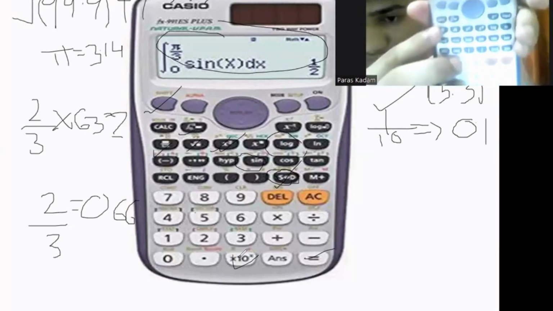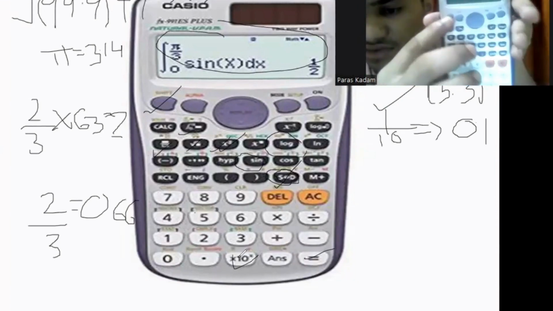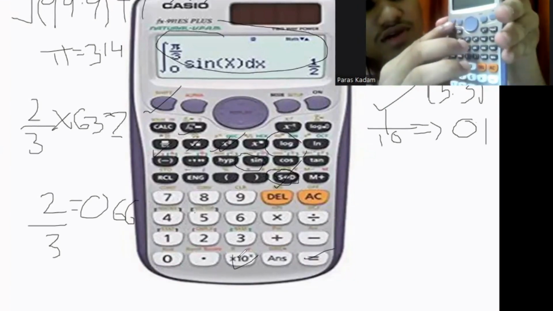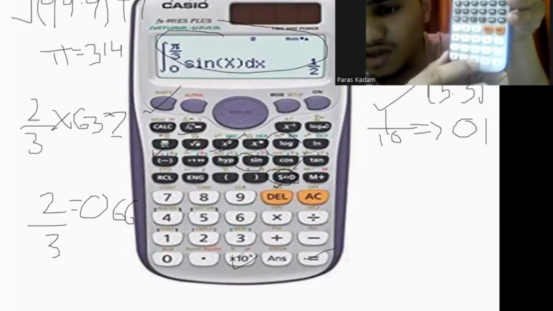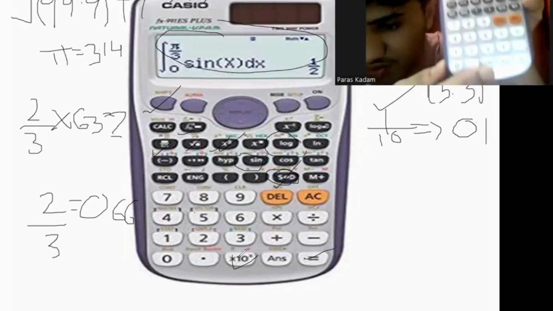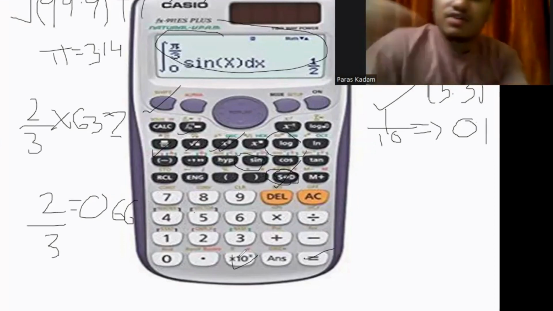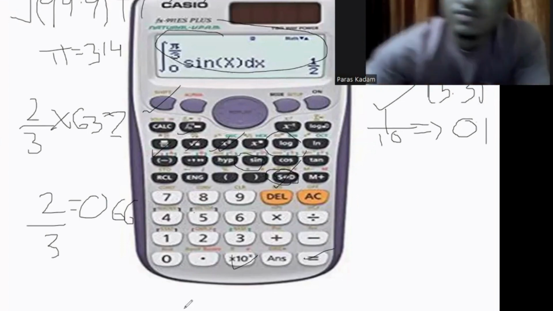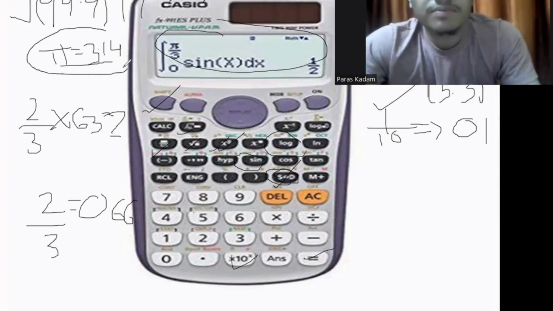See, you have to press this shift button, which is at the top left, and then the bottom 10 raised to x button. See, you got pi. So by using this you can write pi.